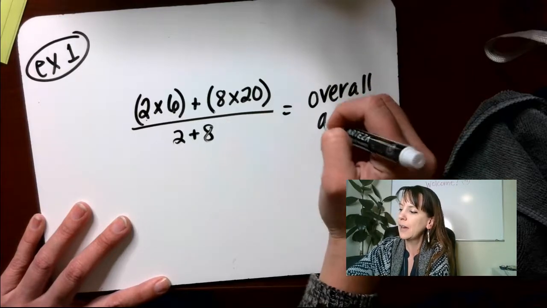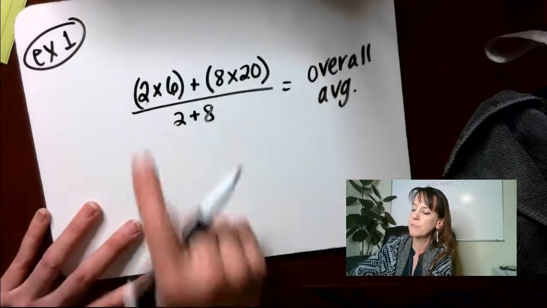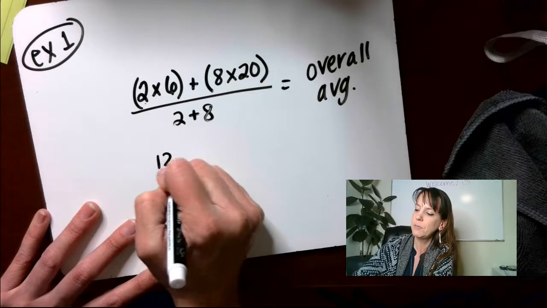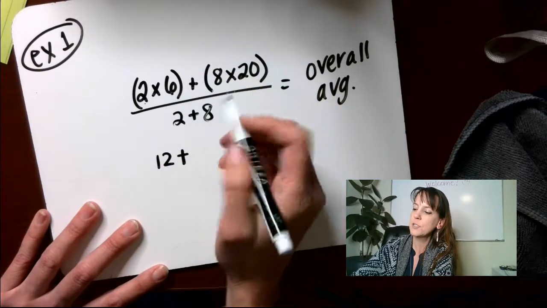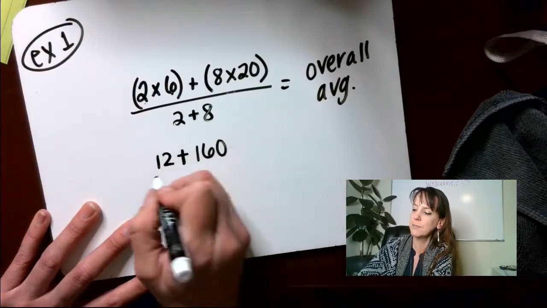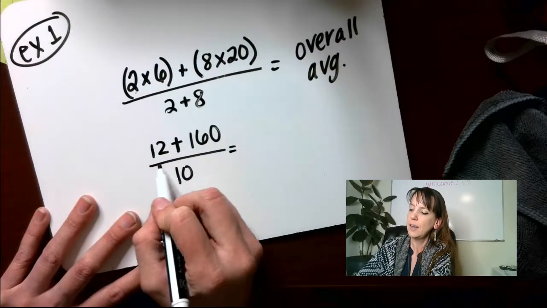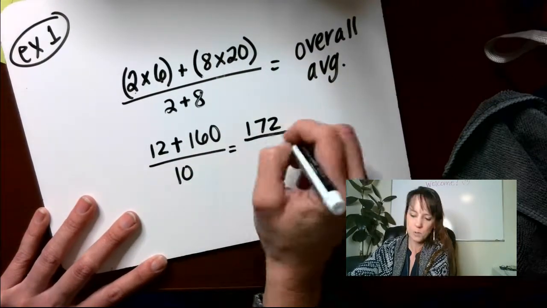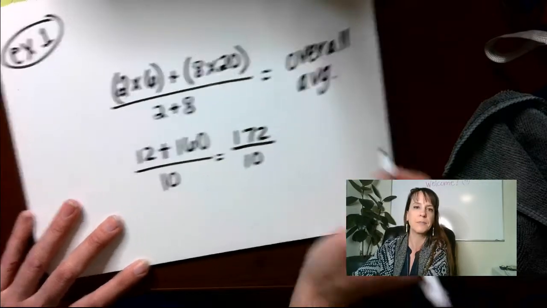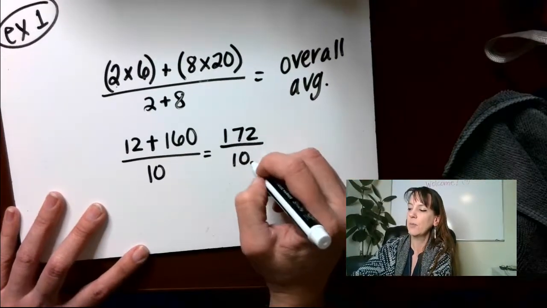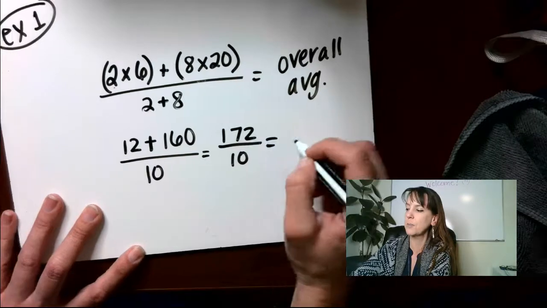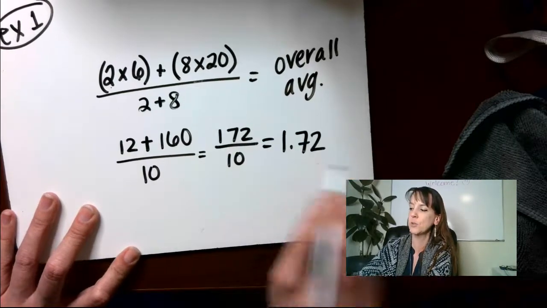overall average. So if we do this, we get 12 plus 8 times 2 is 16 with a 0, right? Over 10. So then we've got 172 over 10, right? Take that. We know that just means move our decimal in, so it's going to be 1.72.